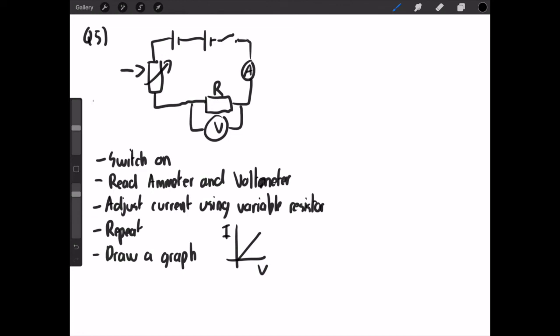If you wanted to calculate the resistance, then the resistance would be the reciprocal of the gradient, which means 1 over the gradient of the IV. But it doesn't actually say to do that, it just says describe how a student would use the circuit to take the readings necessary. So you're kind of given all that.